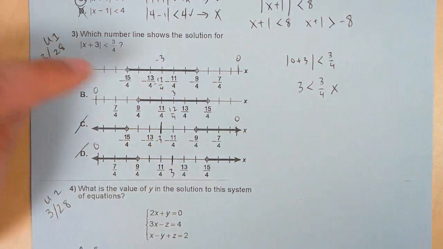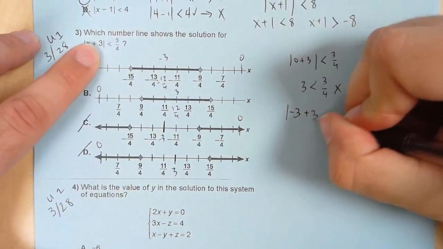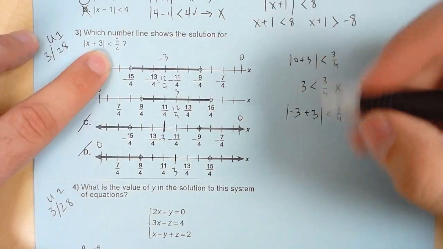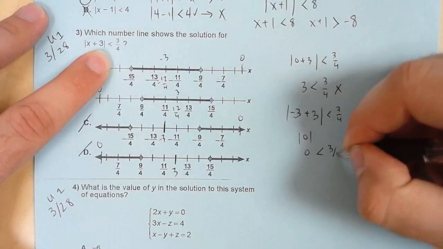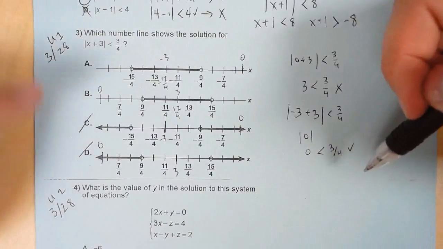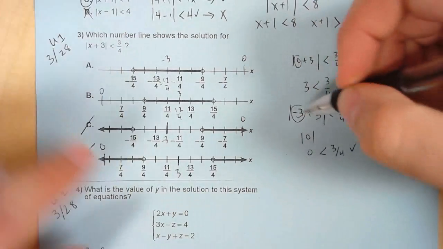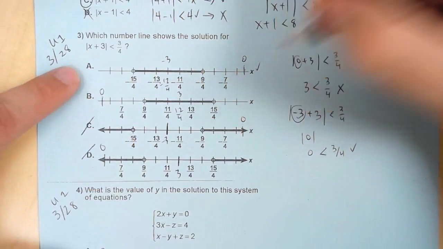So let's check, I guess, -3 next. So -3 plus 3, absolute value less than 3/4. So -3 plus 3 is 0. Absolute value of 0 is 0. And 0 is less than 3/4. That says that 0 needs to be included in our solution. Okay, so not 0, -3 is the number we put in. -3 needs to be in the solution, which looks like -3 is in our solution, so it works for A.